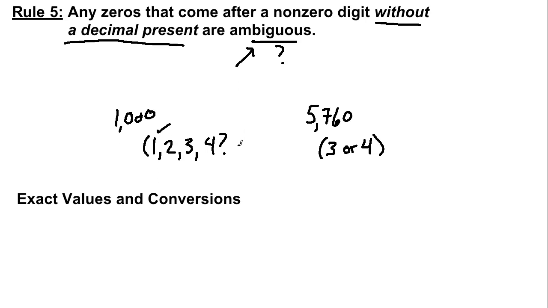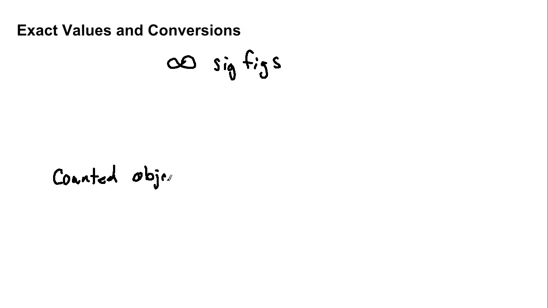Now, there are certain cases where we're going to have an infinite number of sig figs. And these are the 2 sort of exceptions that we have here when we're dealing with this. All right, now the first example is when you have a discrete number of counted objects. Okay, and when we use the term discrete, that's exactly what we mean. That you can discretely count the individual objects.